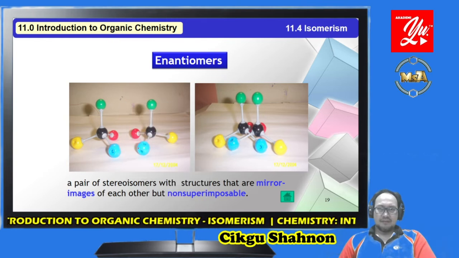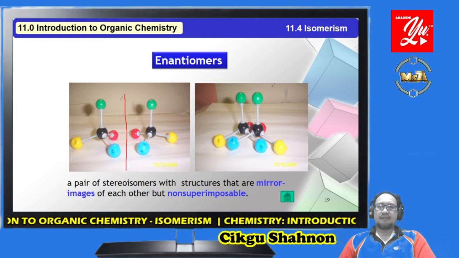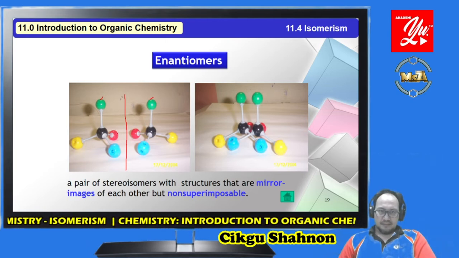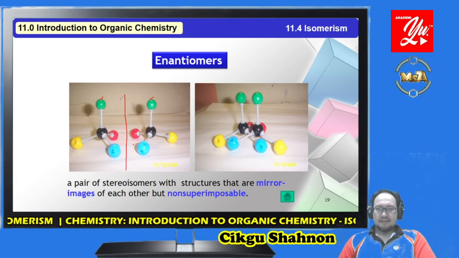Imagine here we have a mirror. Okay, this is our mirror. This is the red one, the blue, and the green.